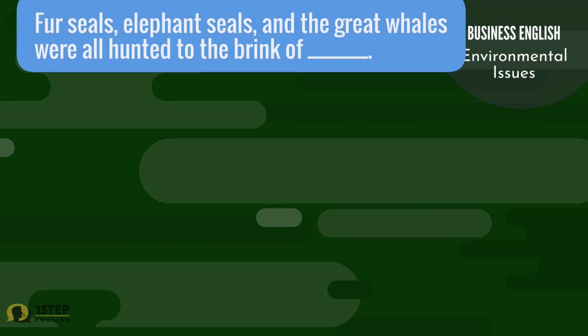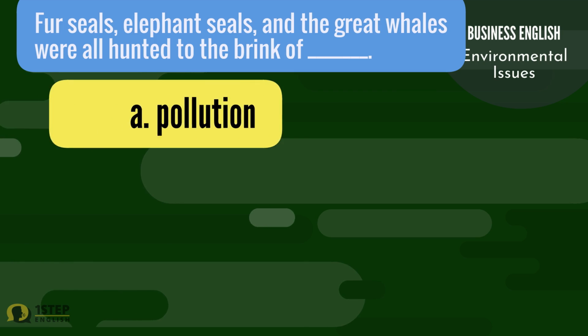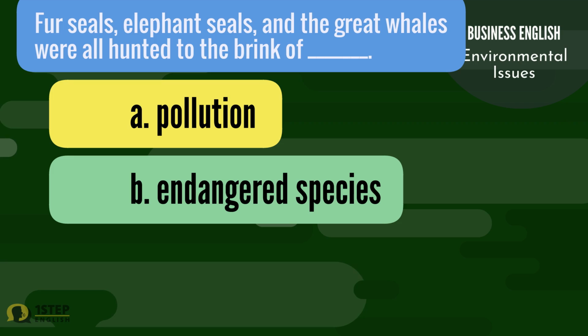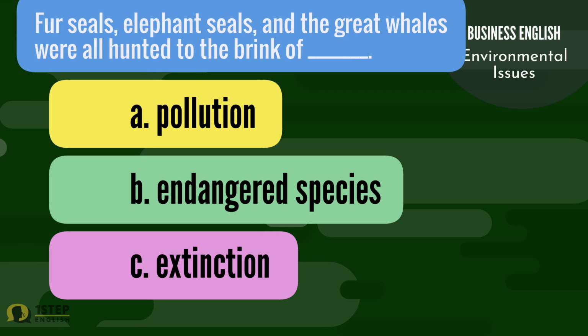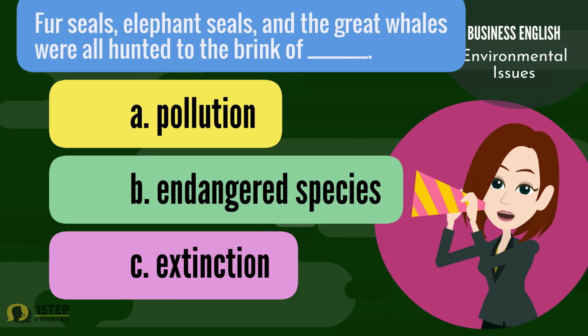Fur seals, elephant seals, and the great whales were all hunted to the brink of. Letter A. Pollution. Letter B. Endangered species. Letter C. Extinction. The correct answer is letter C. Extinction. Fur seals, elephant seals, and the great whales were all hunted to the brink of extinction.